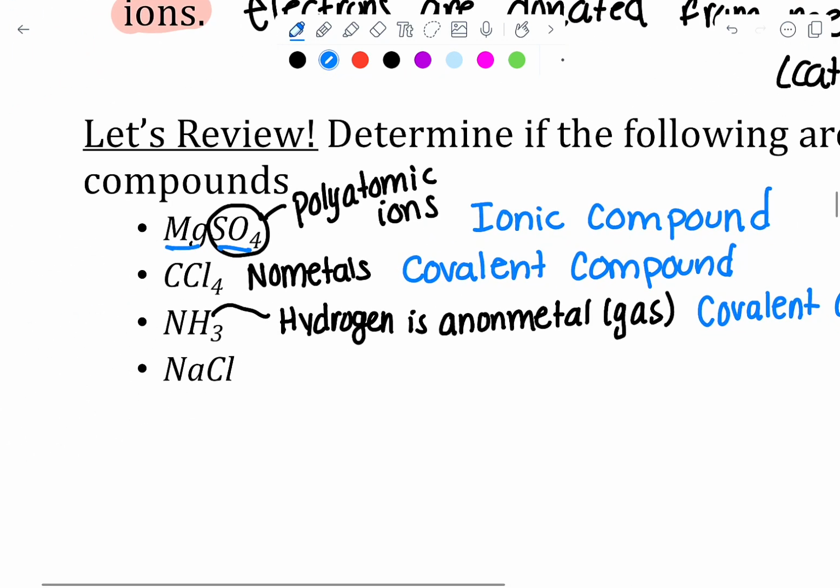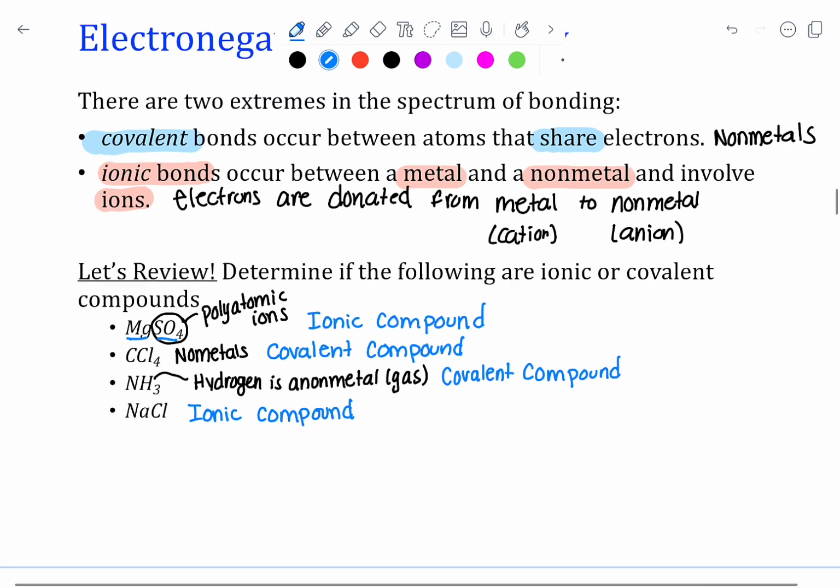Our final example is NaCl. Na is sodium, Cl is chlorine, so sodium is a metal and chlorine is a nonmetal. So this would be an ionic compound. Okay, good review.